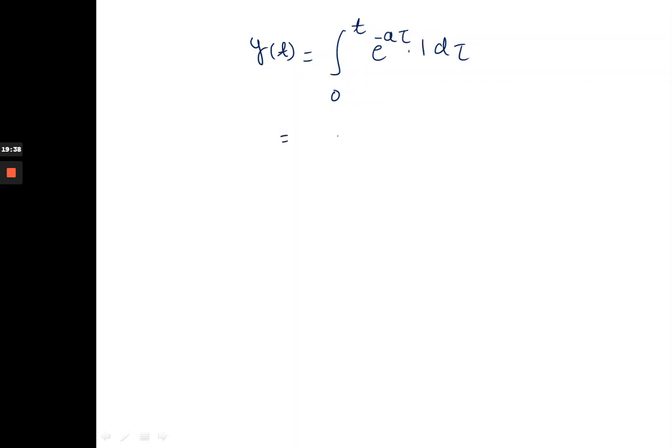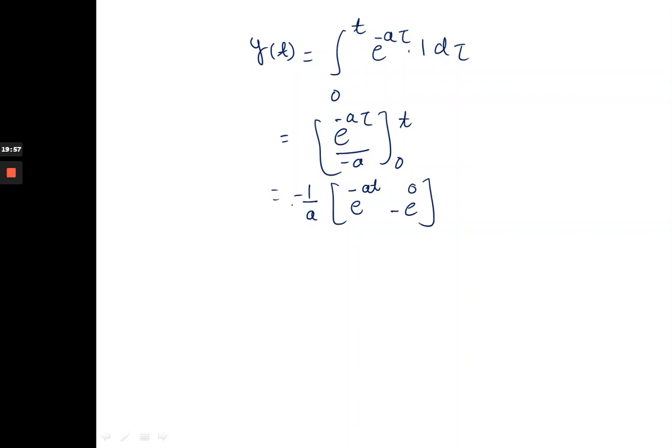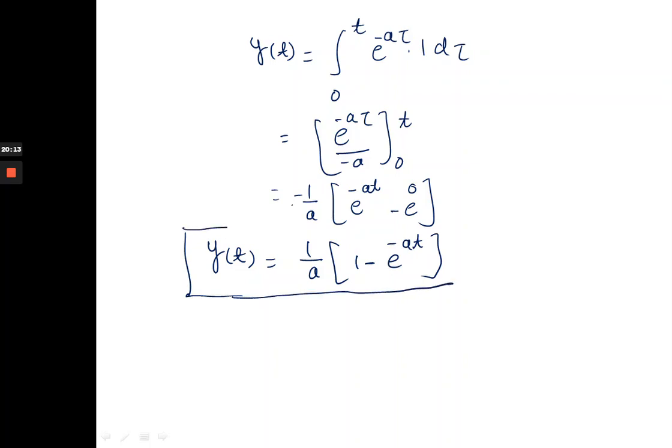Then take the integration: e raised to minus a tau divided by minus a, from 0 to t. This is minus 1 by a times e raised to minus a t minus e raised to 0, which means y of t equals 1 by a times 1 minus e raised to minus a t. Now this is the convolution of the exponential signal with the step signal.